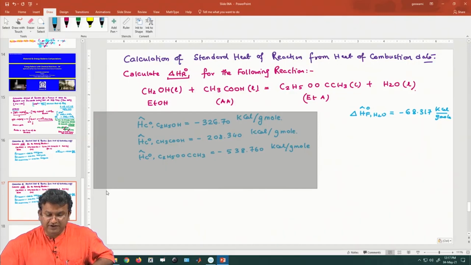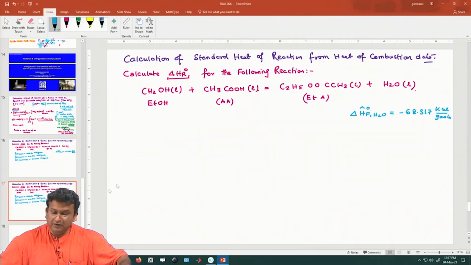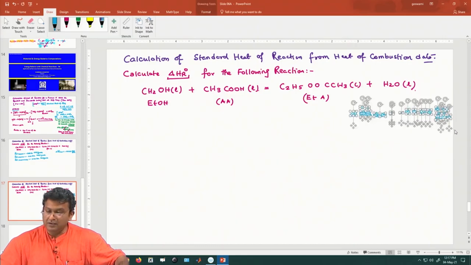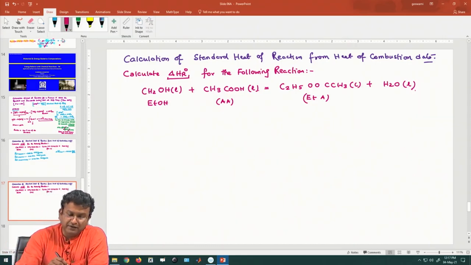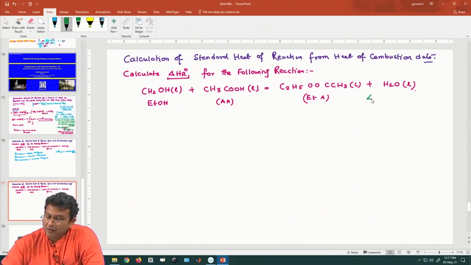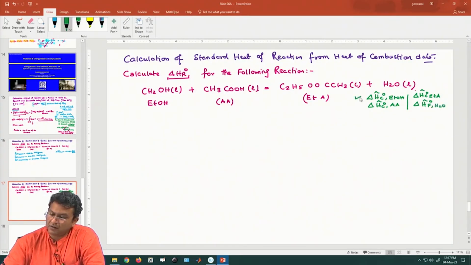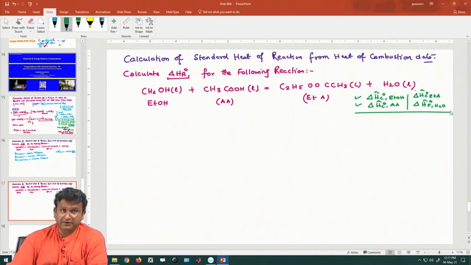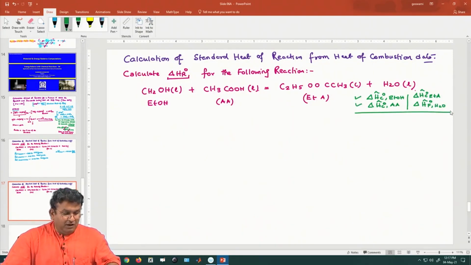So, what I will do, I will create some space right here, and we will make a note here that HC0 of ETOH, acetic acid, ethyl acetate, and heat of formation of water, all these 4 are known, only this much are known.